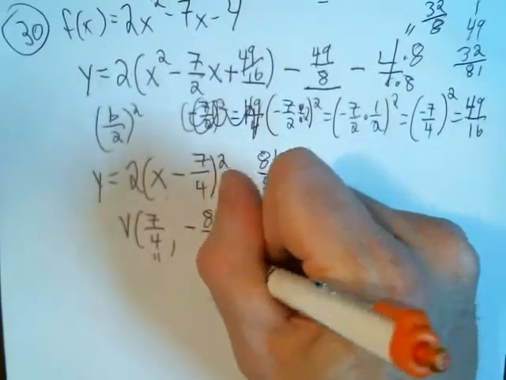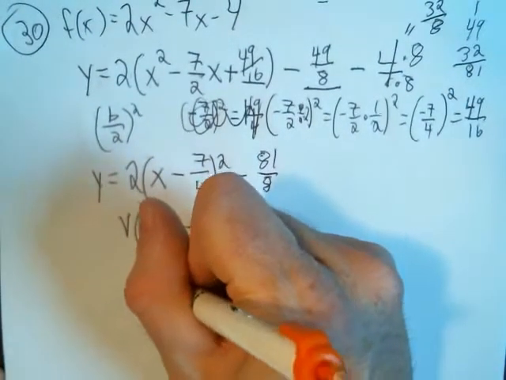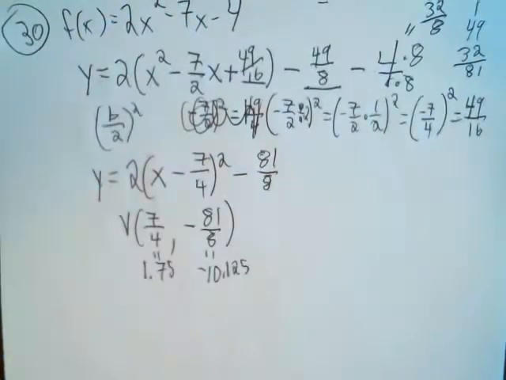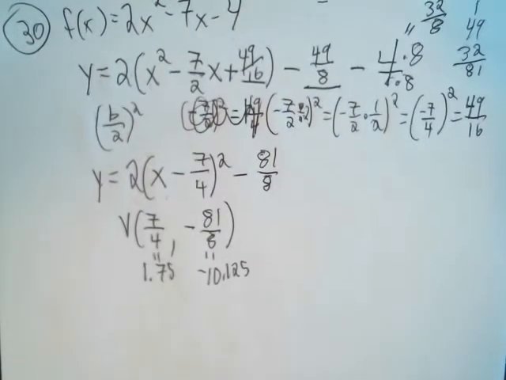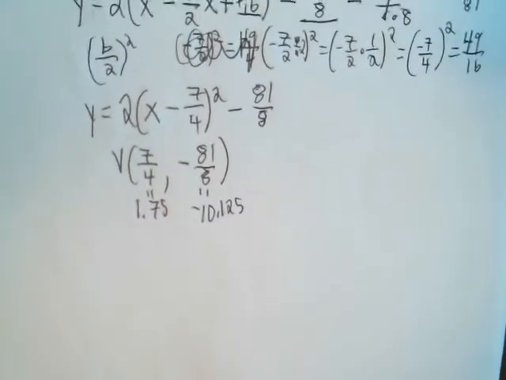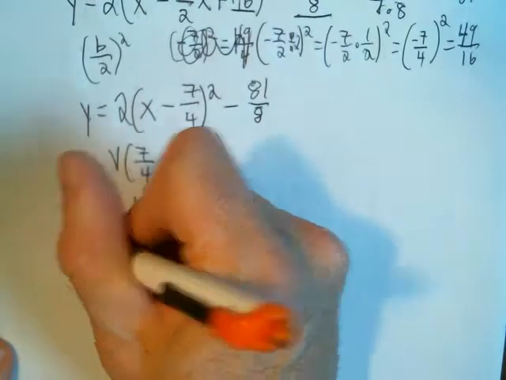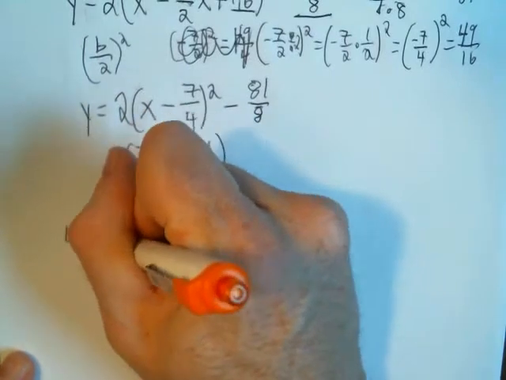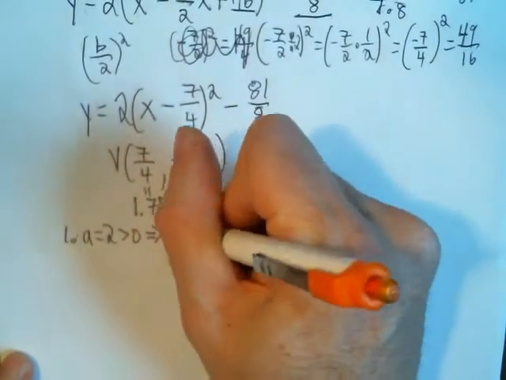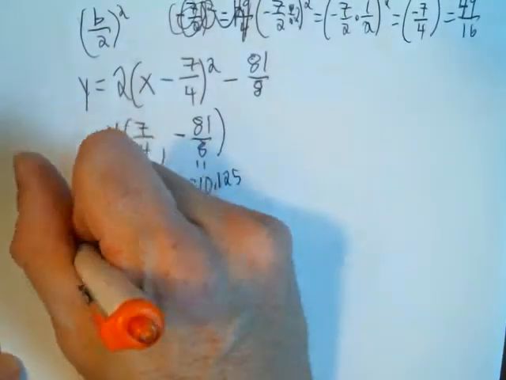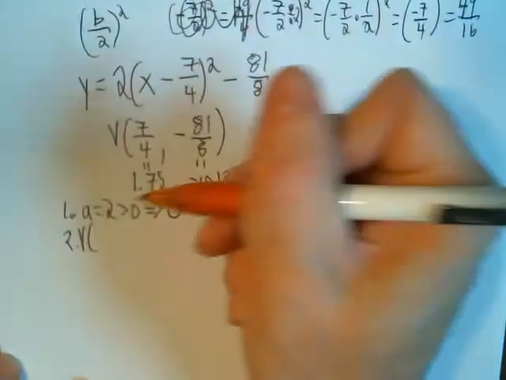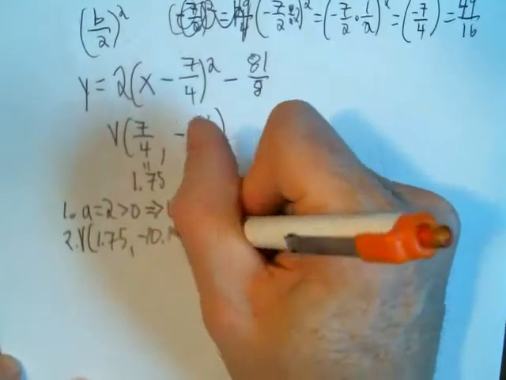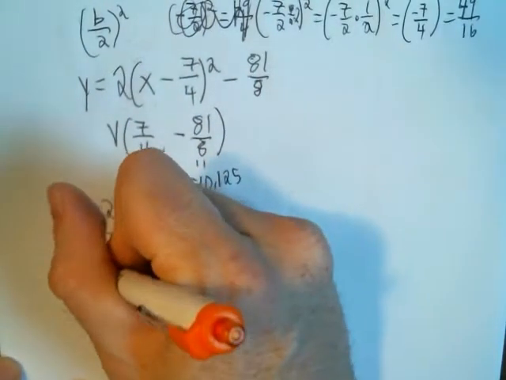You want to get probably a decimal approximation to make it easier to graph. This is 1.75. This is negative 10.125. Okay, so now once we have all this established, we can go in and figure out what needs to be figured out. So firstly, we need the a value. A is 2, it's greater than 0, therefore you have a happy face. Secondly then, our vertex, 1.75 comma negative 10.125. Thirdly, then, the domain and range.